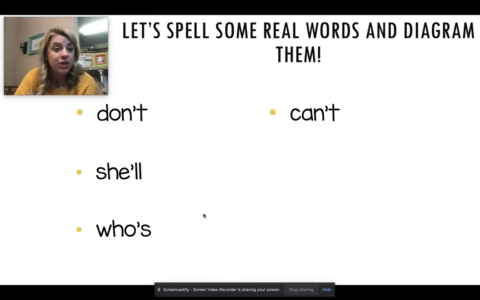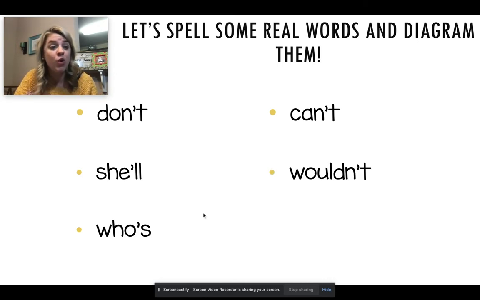And our last word today, wouldn't. That was a big one. Wouldn't. That is made up of the words would and not. Would, not, wouldn't. Okay, here we go. W-O-U-L-D-N apostrophe T. Remember, those apostrophes are super, super important.